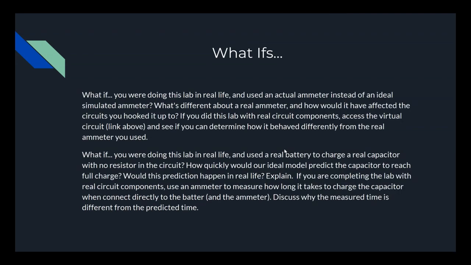Finally, for the what-ifs, for the first question, if we use real emitters, then they would likely have some resistance present, and this would affect our evaluation of the current in the experiment. And then for the final question, how quickly would our ideal model predict the capacitor to reach full charge, and would this prediction happen in real life? To answer this, I would say that it would happen instantaneously, as a consequence of how fast the electrons move.